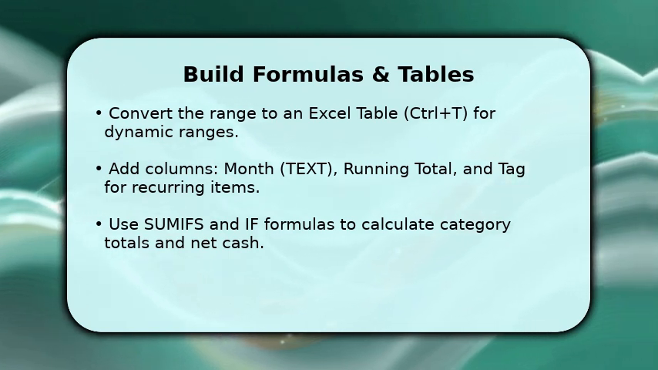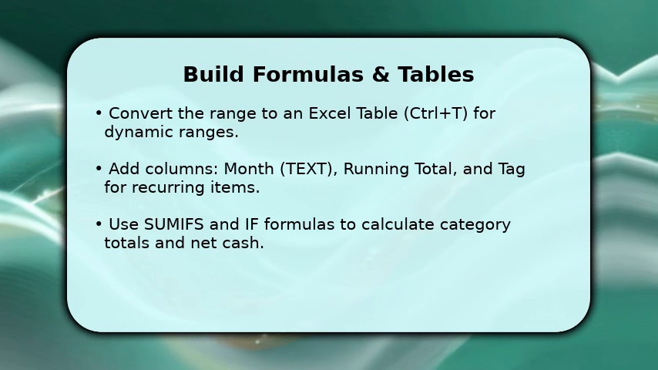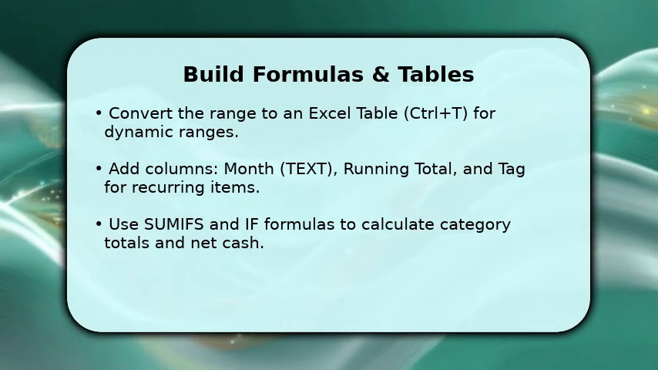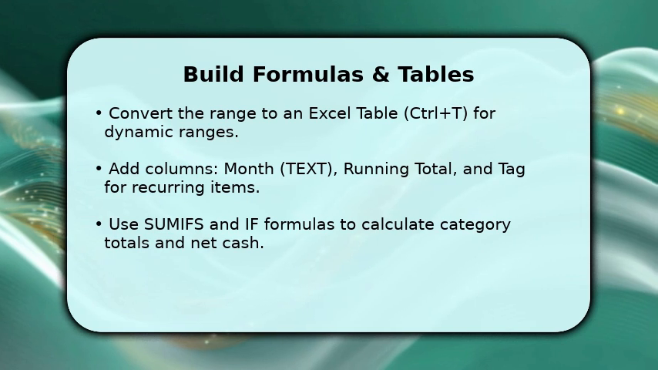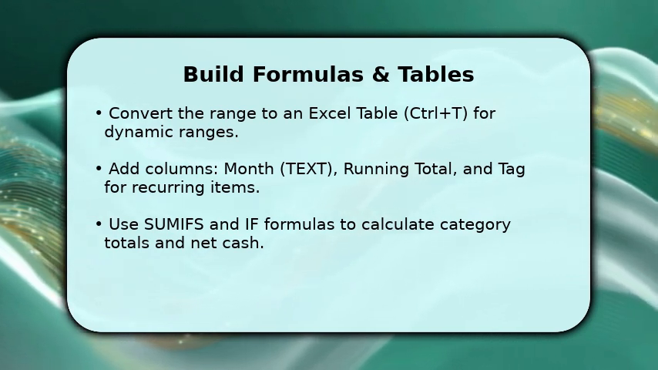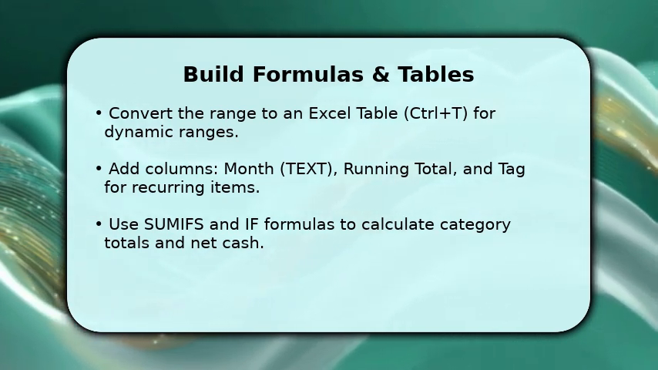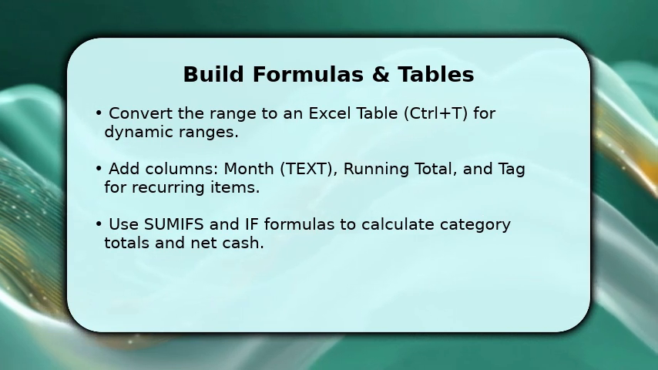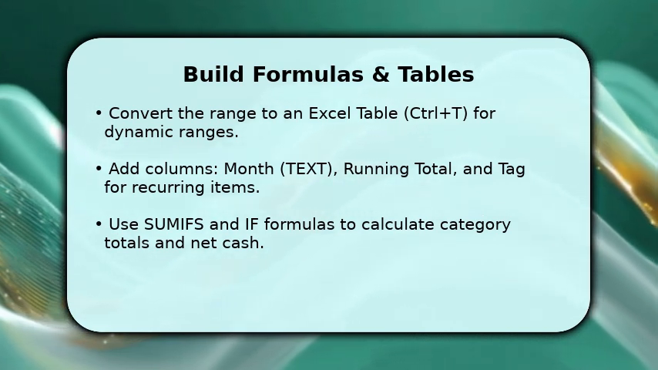Create helper columns: month using TEXT, date, "YYMM", a running total with SUMIFS, and a recurring tag to flag subscriptions. Use SUMIFS to sum amount by category and month, and IF to separate income versus expense for net cash computations.